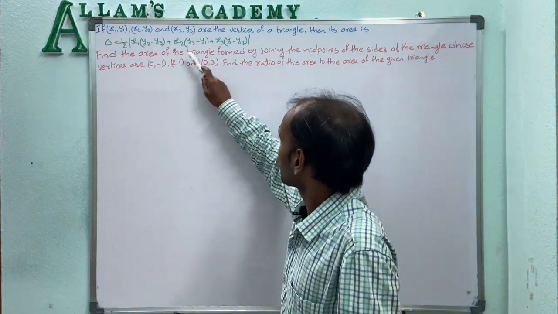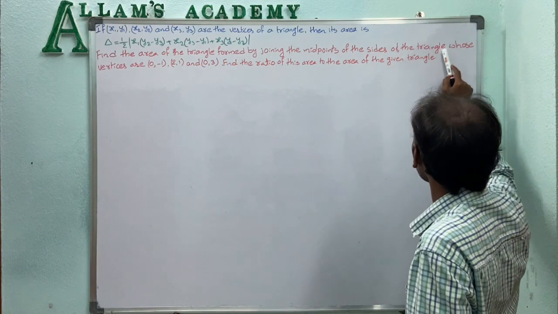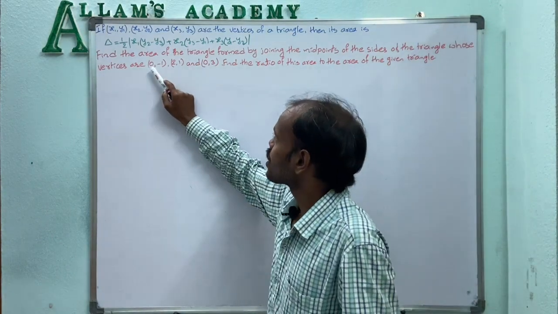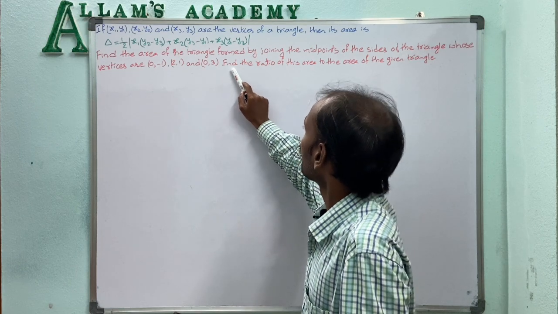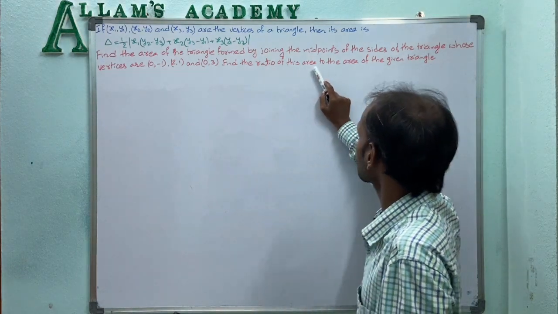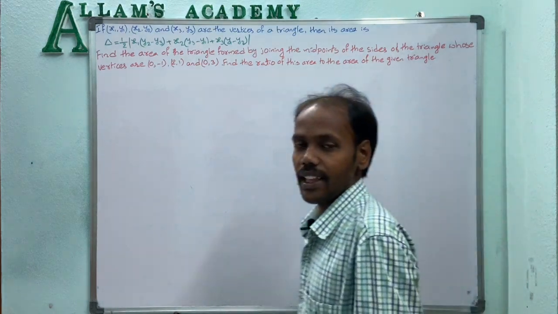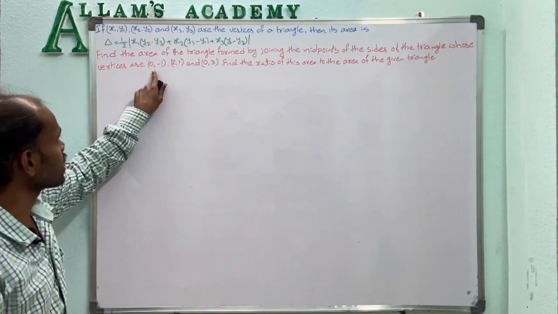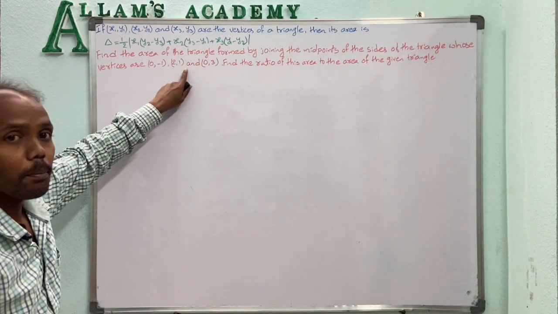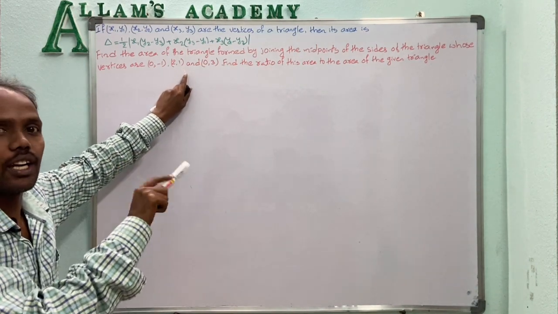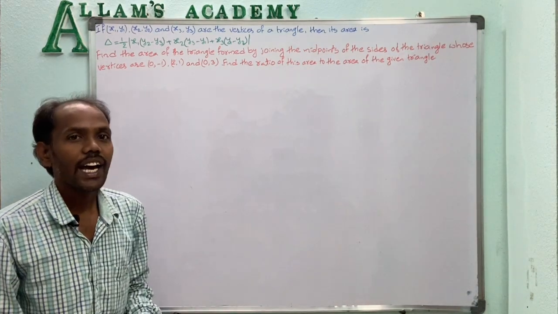Find the area of the triangle formed by joining the midpoints of the sides of the triangle whose vertices are (0, -1), (2, 1) and (0, 3). Find the ratio of this area to the area of the given triangle. That means using these points we form a triangle, and using the midpoints we form another triangle. Find both areas and find their ratio.